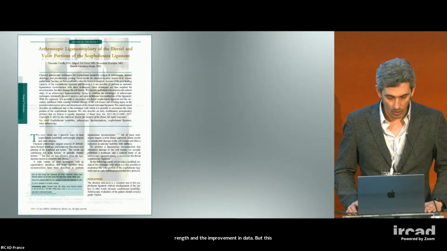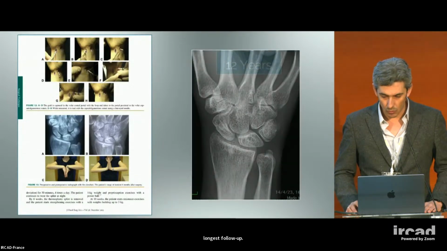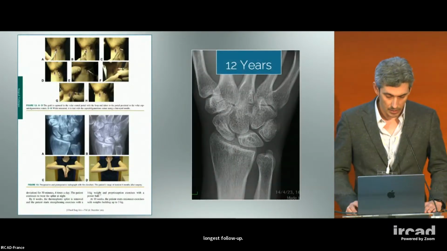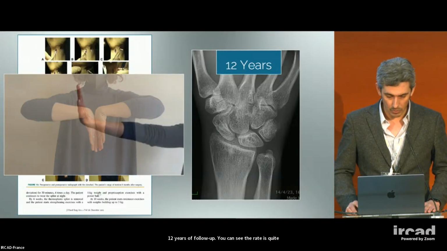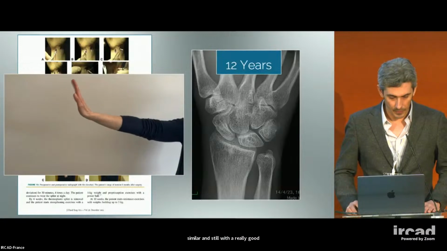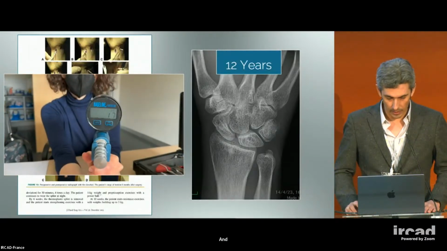Also, this is our longest follow-up. This is the woman we used for the first paper. So this is 12 years of follow-up. You can see the X-ray is quite similar and still with a really good range of motion and improvement. You can see there the scars and improvement in the grip force.